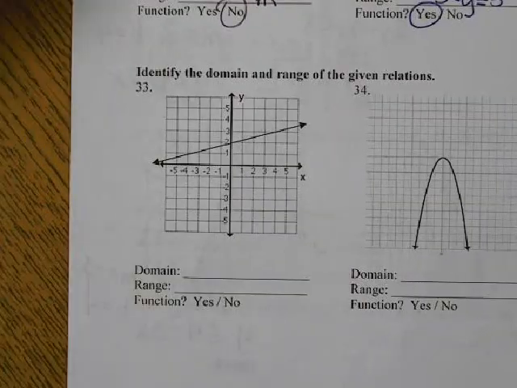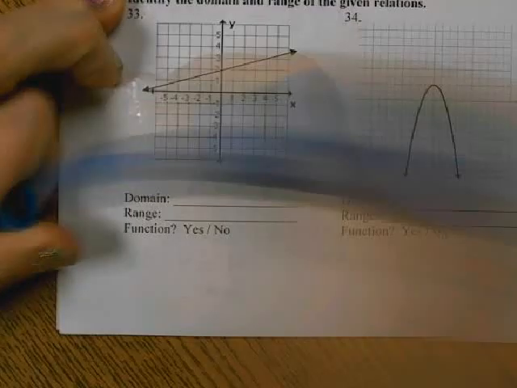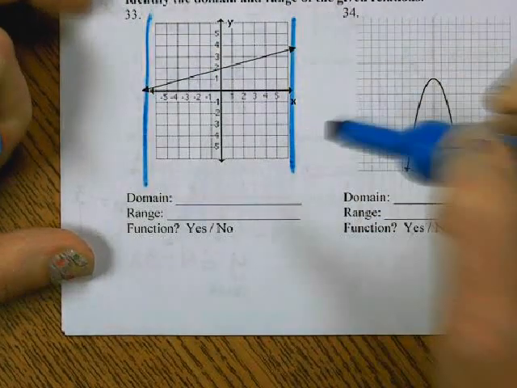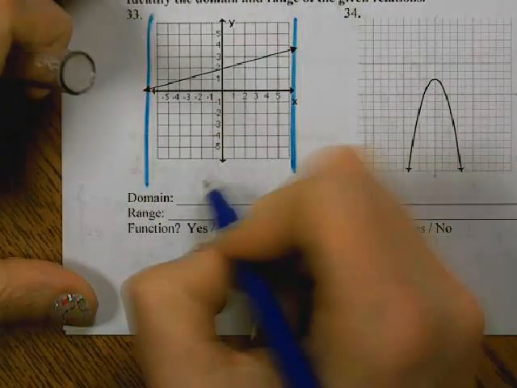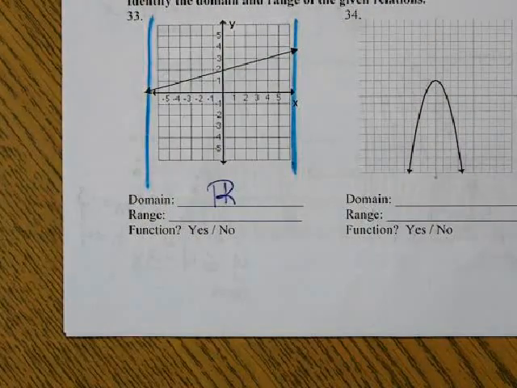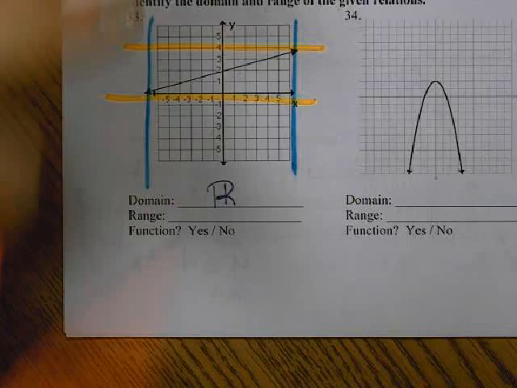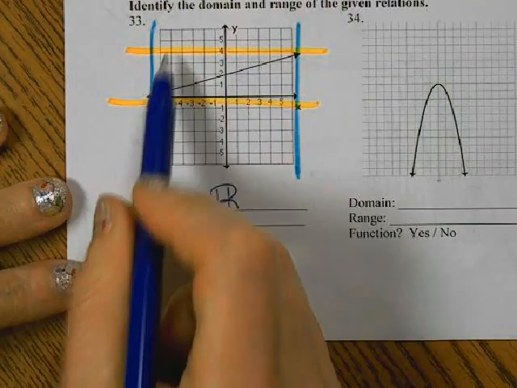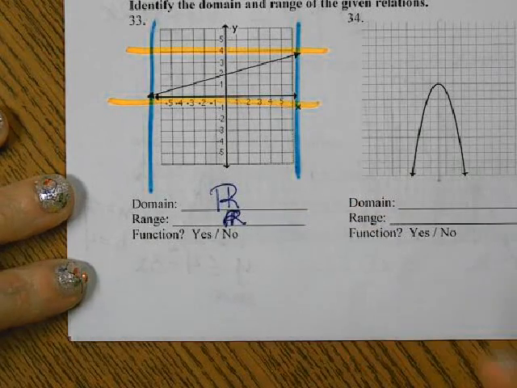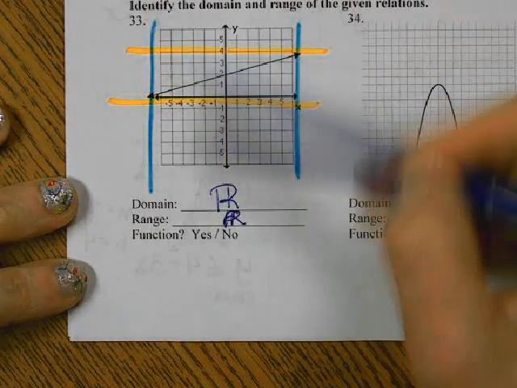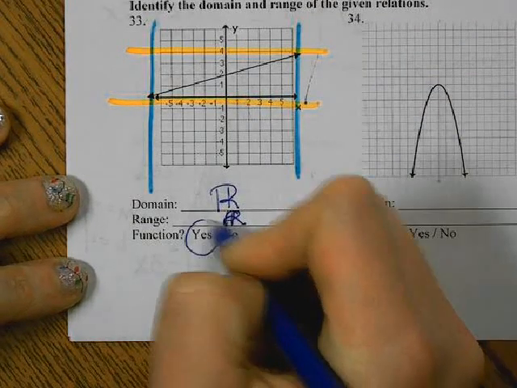Ooh, I super duper like number 33. It is a continuous graph, so I can draw my sides of my graph, my borders, or my boundaries, I mean. And so that means that the domain is going to be all real numbers because both sides are touching arrows. And then if I draw my boundaries on top and bottom of the graph, same thing. Both of the orange lines touch an arrow. So that one is also all real numbers. Is this one a function? Yes, because if I drew vertical lines all the way through it, it's only going to touch it in one place. So yes.